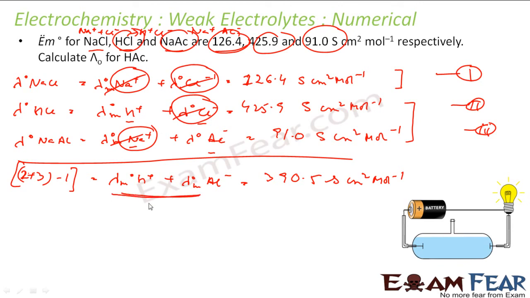And this value is nothing but lambda m naught of HAc, because HAc will break into H+ and Ac-. Correct? And that's how we are able to find the lambda naught. See, just three equations. You have to just reframe these equations to make sure that you get the value of molar conductivity of HAc at infinite dilution.